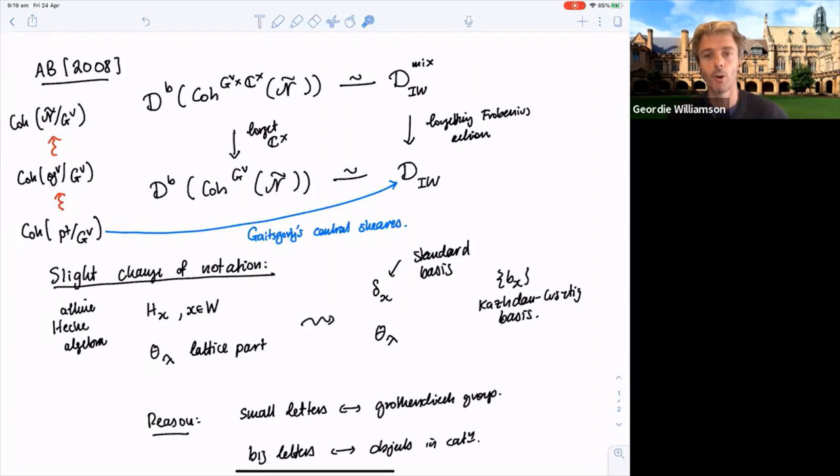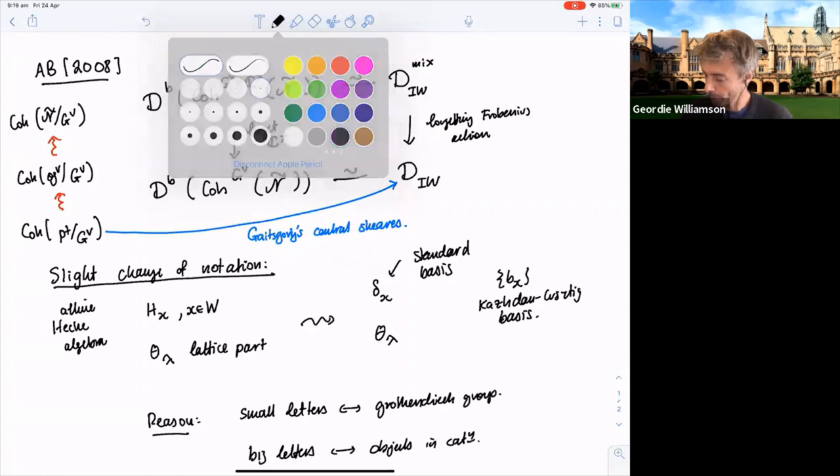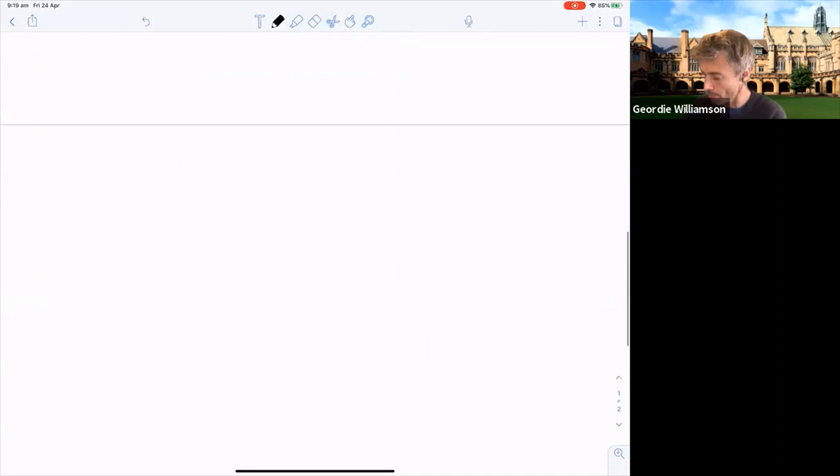So an extremely important role in this theory is played by the notion of a category being linear over some stack, which I'll go into in future weeks. But the simplest example of being linear over a stack is being a module category for representations of a group. So that means you're linear over point mod that group. So now, Gaitsgory's central sheaves.